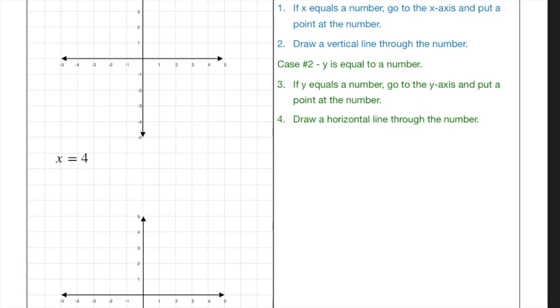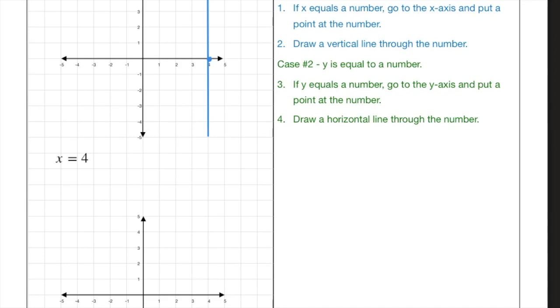Okay, so when x is equal to a number, go to the x-axis. This is going to be your x-axis, and put a point at the number. So we have positive 4. So our first point is going to be at positive 4. And then it says draw a vertical line through the number. So the only thing I need to do is draw a vertical line. So I'm going to start my vertical line from the top, and it just needs to go through the number, and we're done.